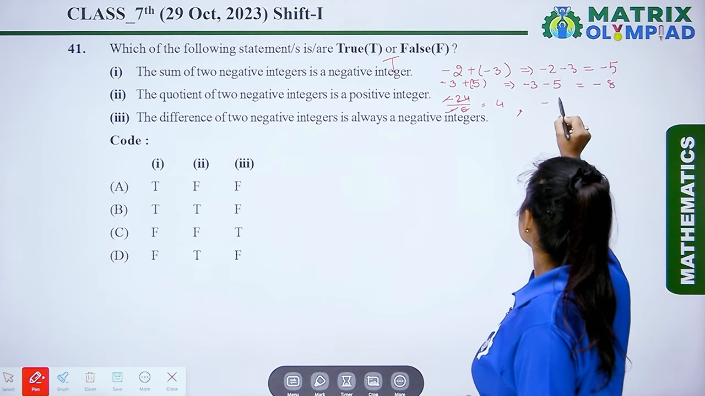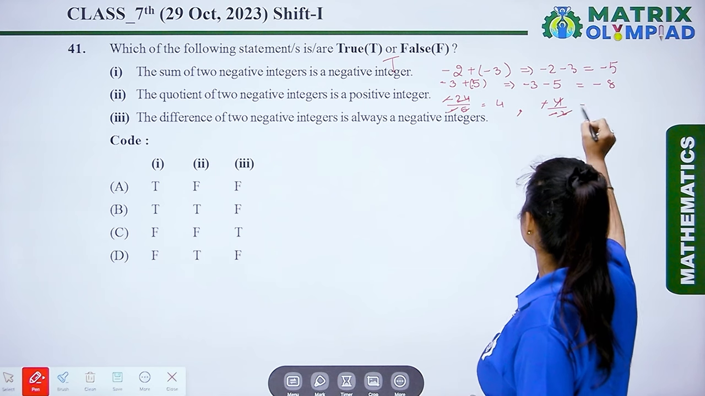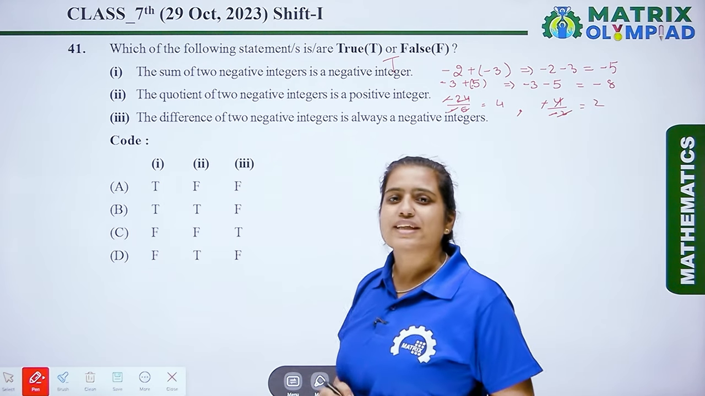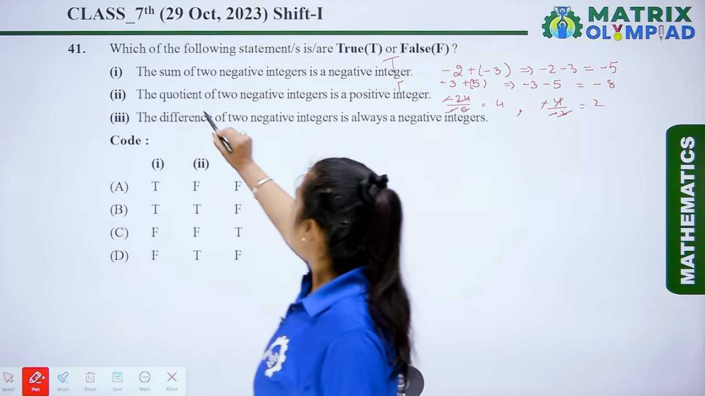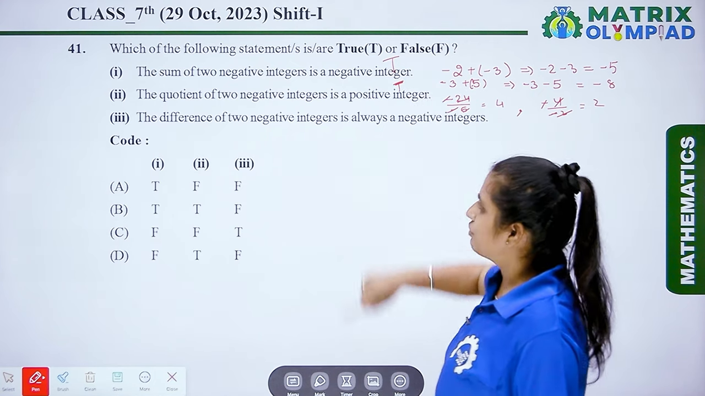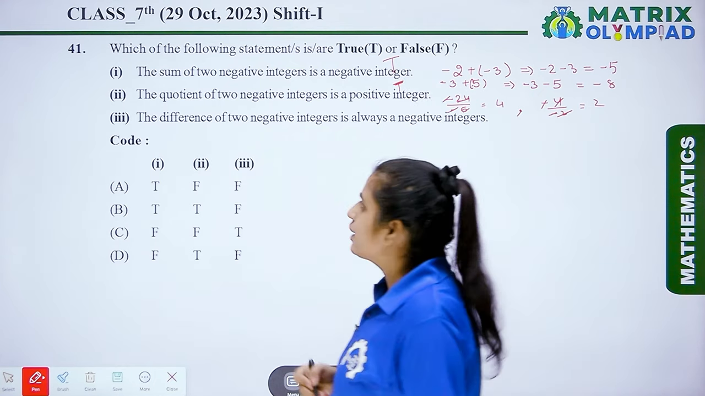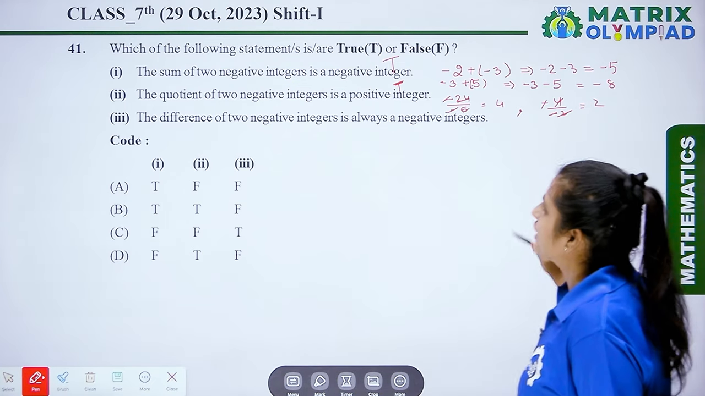If we take another example, negative 4 divided by negative 2, the negatives cancel and the result is positive. So statement 2 is also true because the quotient of two negative integers is positive.